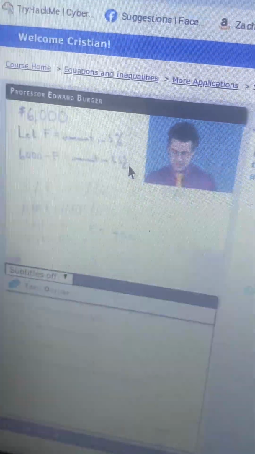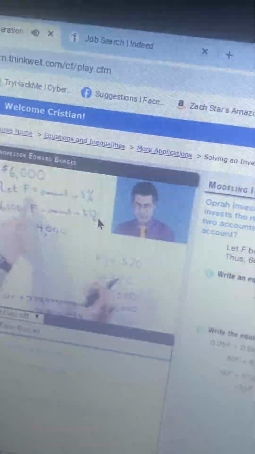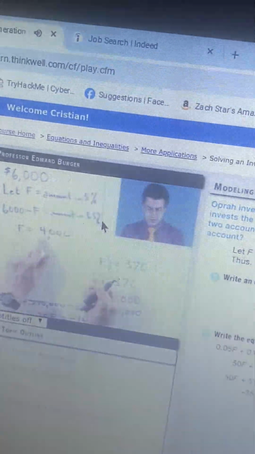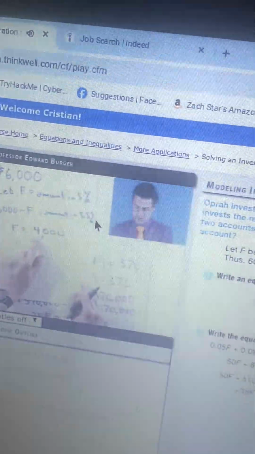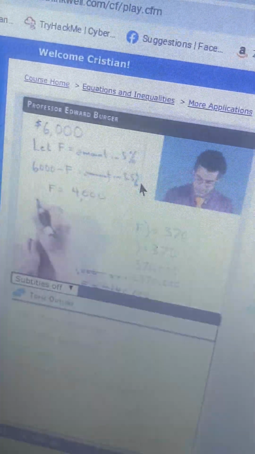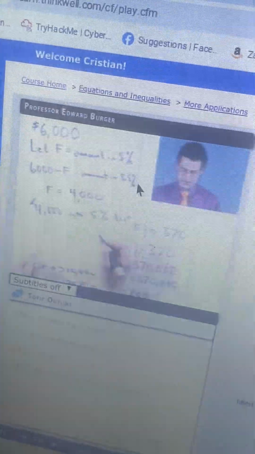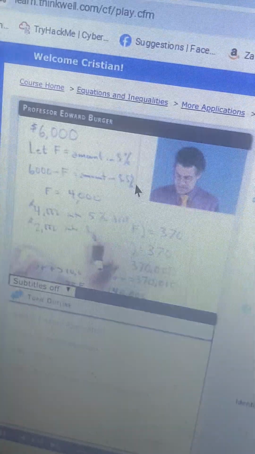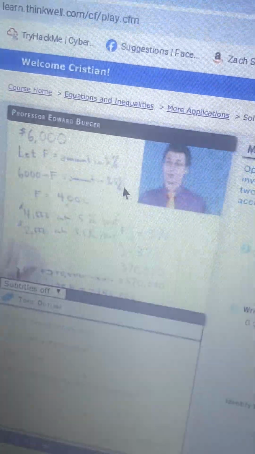Well, that's F. Now, what in the world was F? I already forgot. Well, you have to go back to the very beginning and remember that F represented the amount invested in the 5% account. So $4,000 went into the 5% account. And then what was left of the 6,000? Well, $2,000 went into the 8.5% account. And that was the breakdown of her investment.